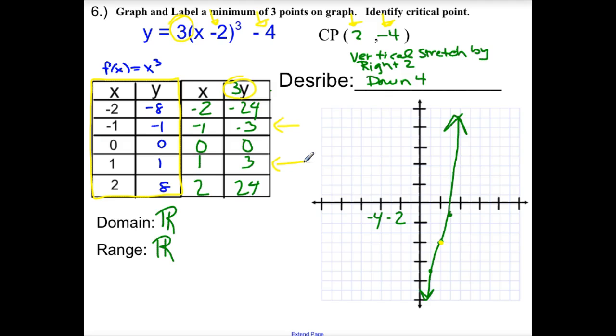Domain and range for our cubic function is all real numbers for both, so that does not change based on any transformation.